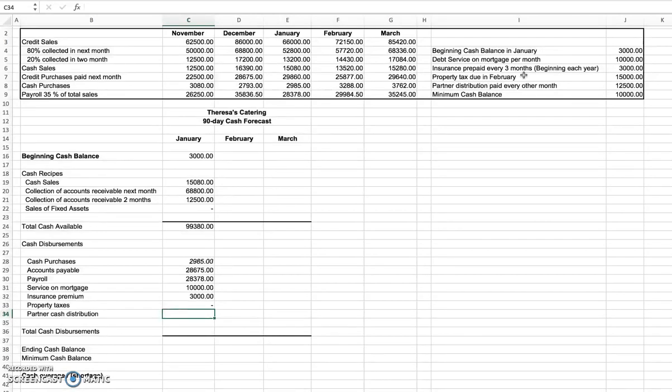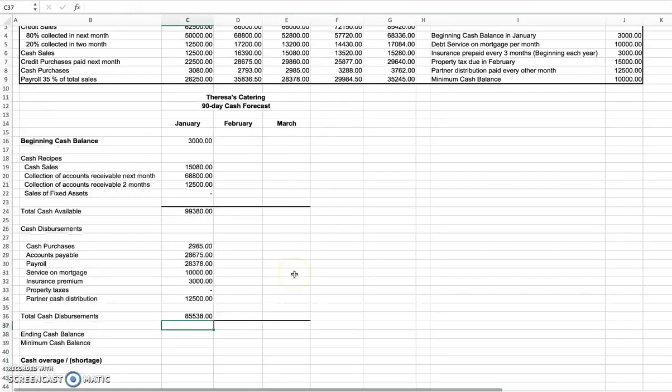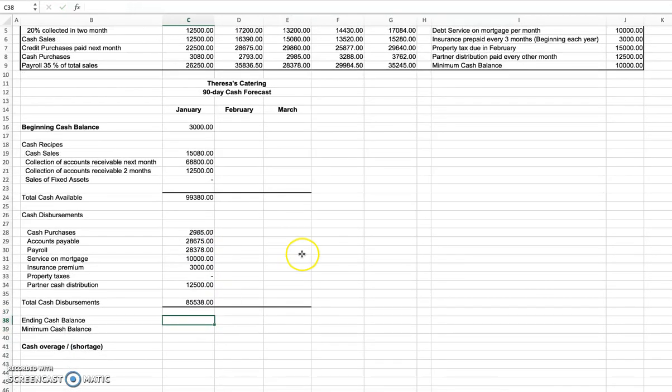So let's take a look at what we have to pay out here. We do have a partner distribution paid out every other month, so let's be aware of that, for $12,500. Okay, so we can now total the amount of money that we actually have to pay out, or our outflow for January, and there it is.